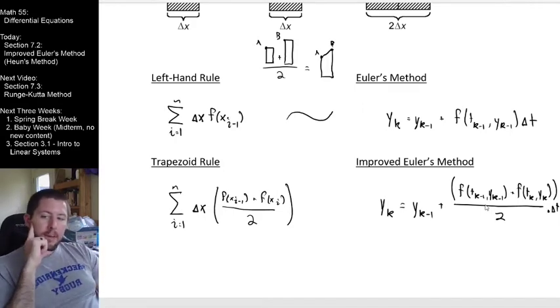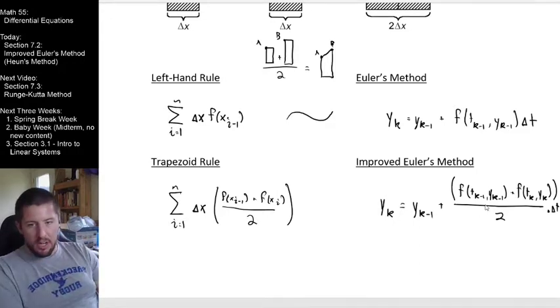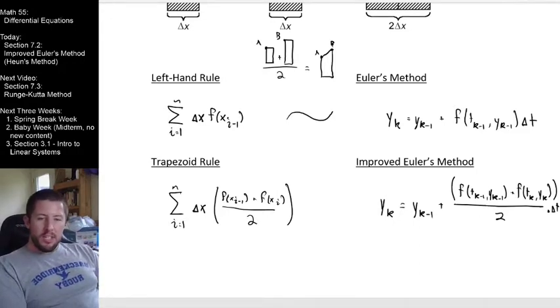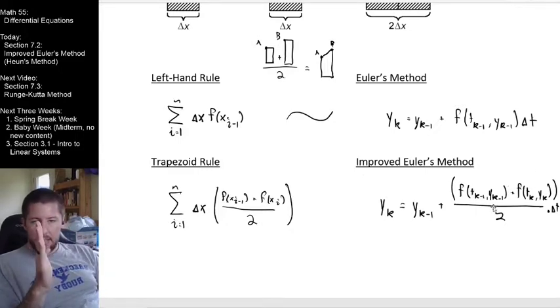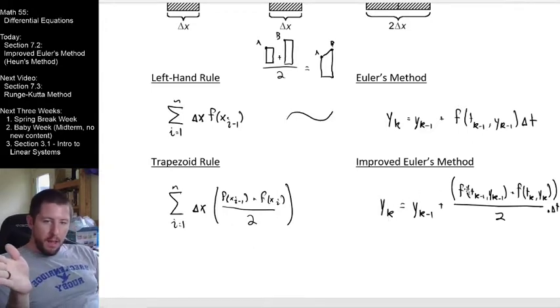But here's the really important issue that makes this not simply throwing an average into your computations. We want to use the current point, t sub k minus 1, y sub k minus 1, to predict the next point, the kth point. We're using k minus 1 to predict where we are at k. But notice that our formula has y sub k in it. So we can't predict y sub k because it requires y sub k to be known. So what are we going to do?